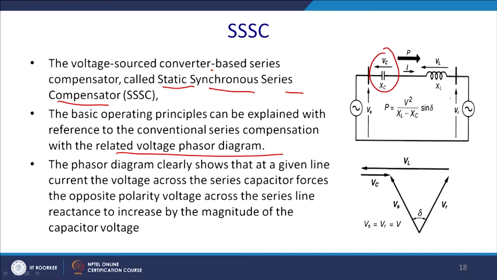The phasor, and ultimately this one is VL and this one is VC. So, ultimately this difference is VL and VC. The phasor diagram clearly shows that at a given line current, the voltage across a series capacitor forces the opposite polarity voltage across the series line reactance to increase the magnitude of the capacitor voltage.